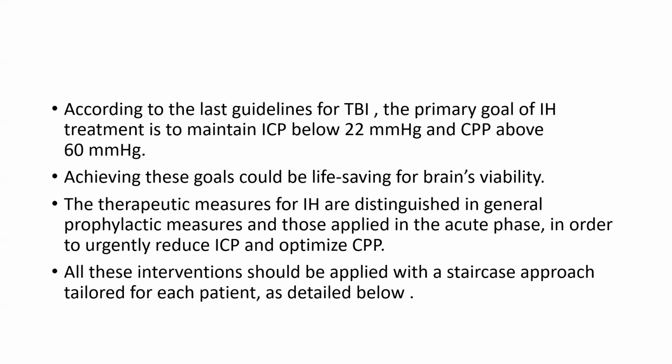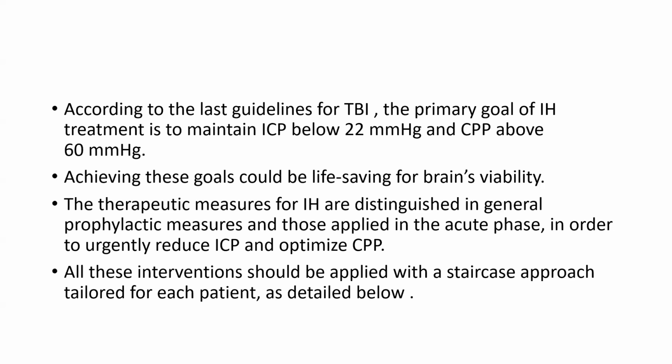According to the latest guidelines for TBI, the primary goal of intracranial hypertension treatment is to maintain intracranial pressure below 22 mmHg and cerebral perfusion pressure above 60 mmHg. Achieving these goals could be life-saving for brain viability.